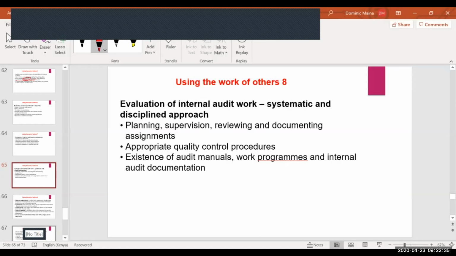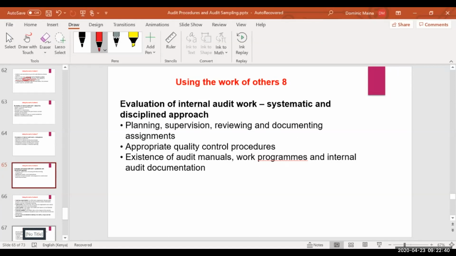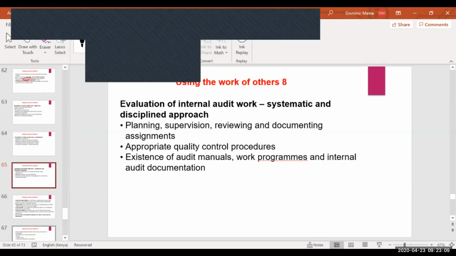Towards the systematic and disciplined approach, this is simply trying to assess how they carry out their work. Do they have a timetable? How do they coordinate the work among themselves? For example, in case they have juniors within the department, and we have experienced personnel in the department, do the experienced personnel guide the juniors?